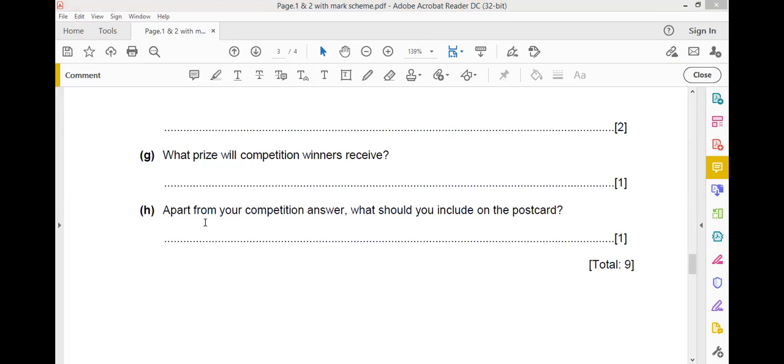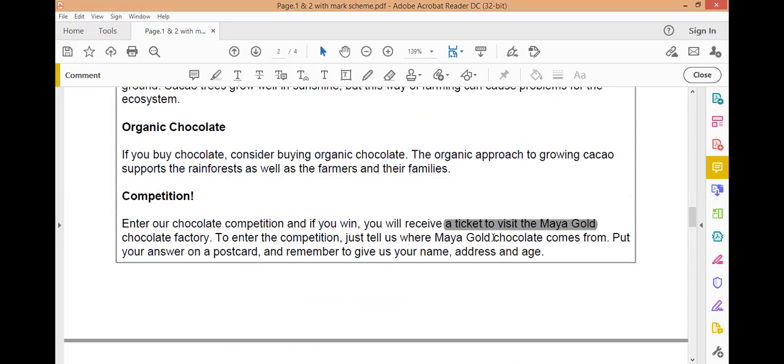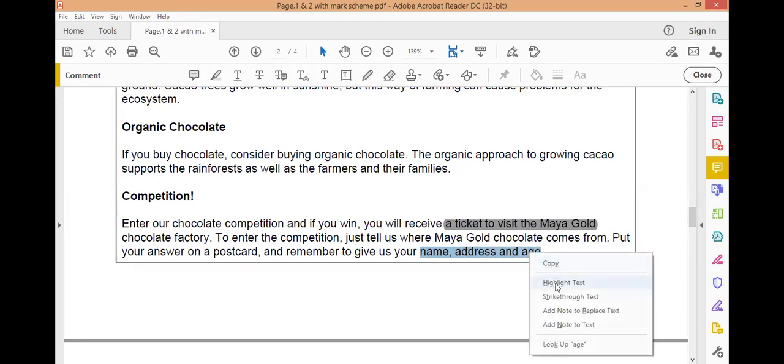So, last question. Apart from your competition answer, what should you include on the postcard? We will read in the competition text. To enter the competition, just tell us where Maya Gold Chocolate comes from. Put your answer on a postcard and remember to give us your name, address, and age. So when we write, we can write name, address, and age. Well done, Amjad. Thanks so much.